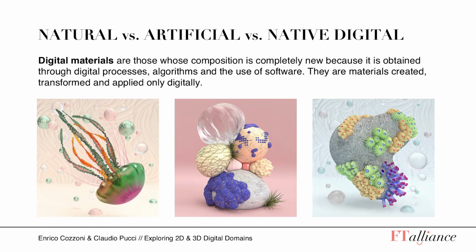Apart from the natural and the artificial, whose versions can be acquired digitally, we have another type of material: the native digital material. These are materials that do not exist in reality, but that we can create inside a digital environment with digital processes, algorithms, and software. So they are created, transformed, and applied only in the digital world.